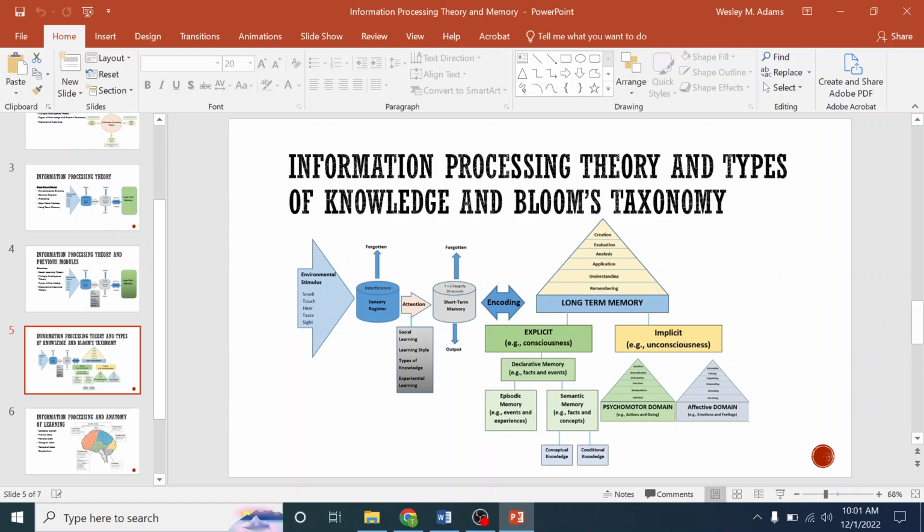Let me just explain it. So we've got environmental information coming in. We pay attention to it through those four major subjects we covered in the first 4 weeks: social learning, learning styles, types of knowledge, experiential learning. That helps us get it over into short-term memory. It has a limited capacity, and we have to rehearse it to get it over here into long-term memory. If we don't, it'll be lost. It'll be forgotten. And we have about 20 seconds.